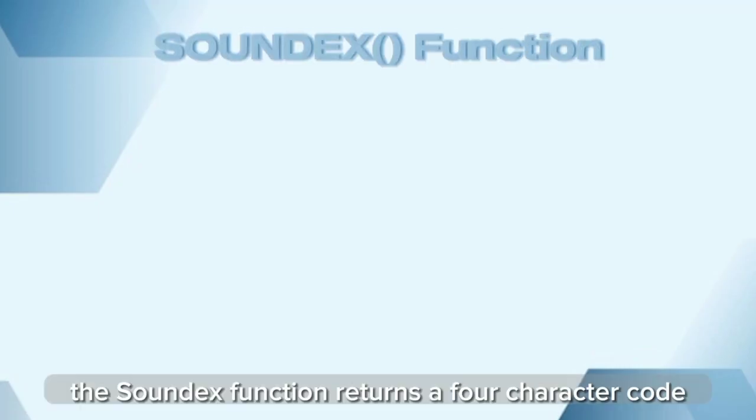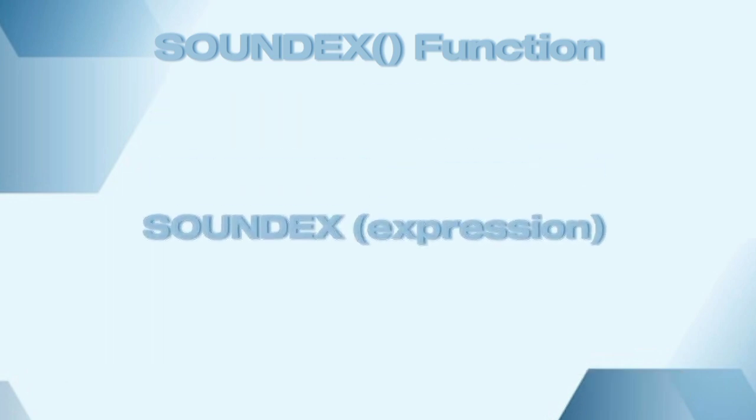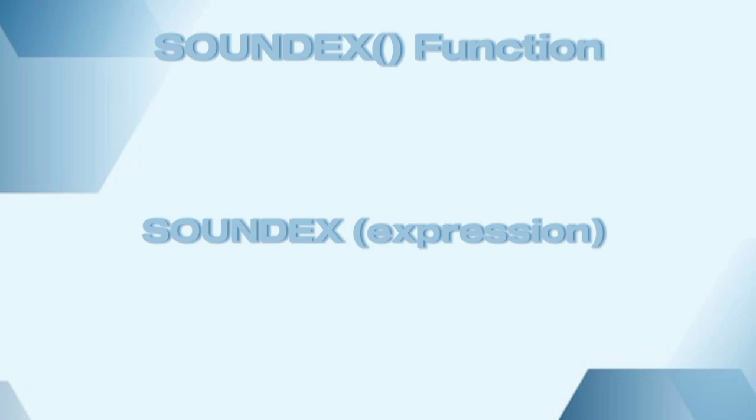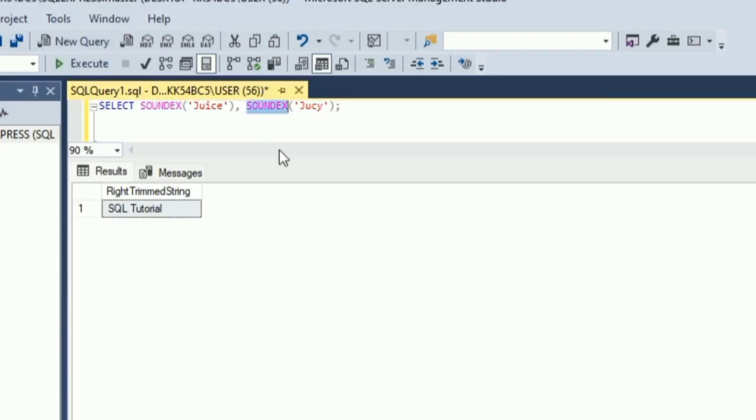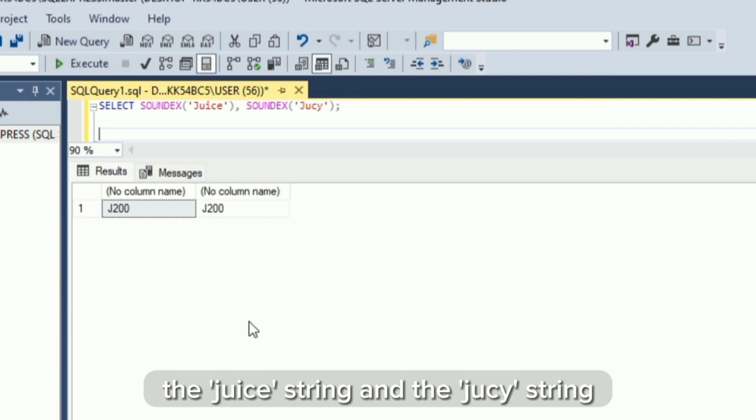The SOUNDEX function returns a 4-character code to evaluate the similarity of two expressions. The syntax is SOUNDEX, open parenthesis, expression, and close parenthesis. For example, this syntax evaluates the similarity of the two strings, the Juice string and the Juicy string.